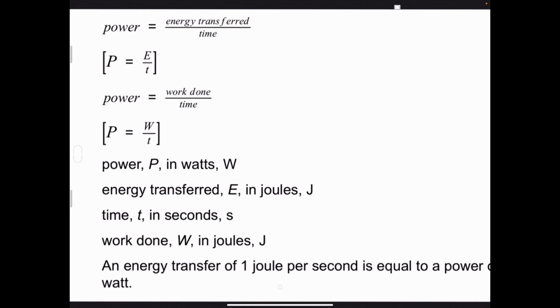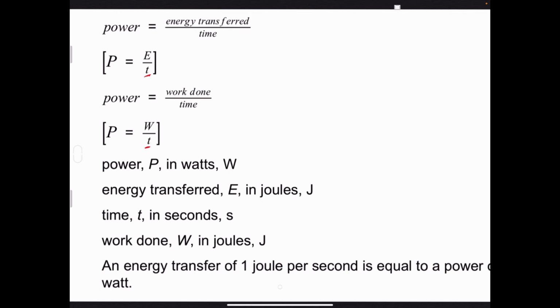We can also represent power as work done divided by time taken, and work done is represented with a capital W, and time is lowercase t. Notice which one is uppercase and which one is lowercase in physics, because when you put certain letters in uppercase, they refer to a specific unit or a specific value that we're talking about.